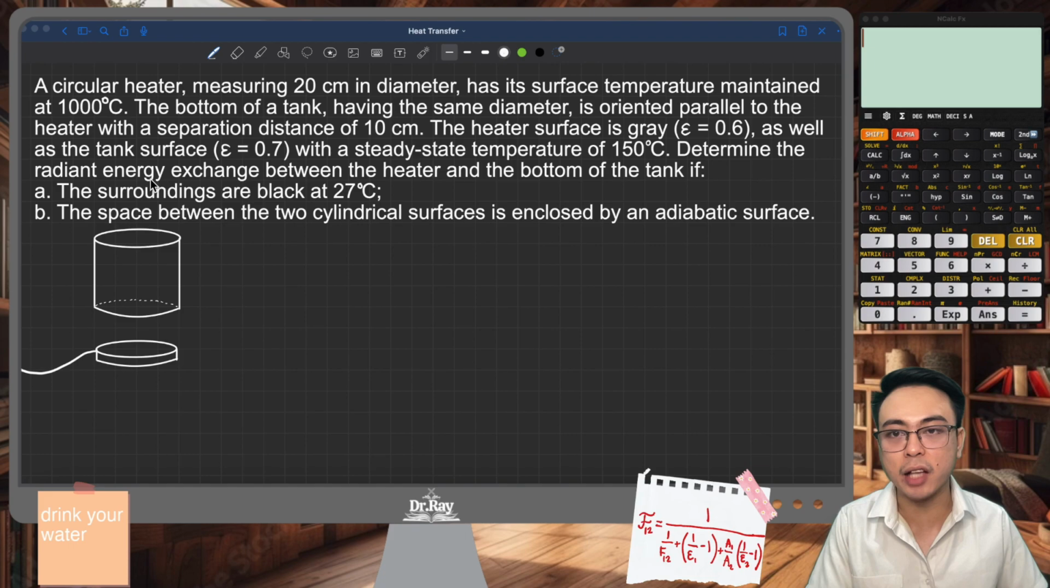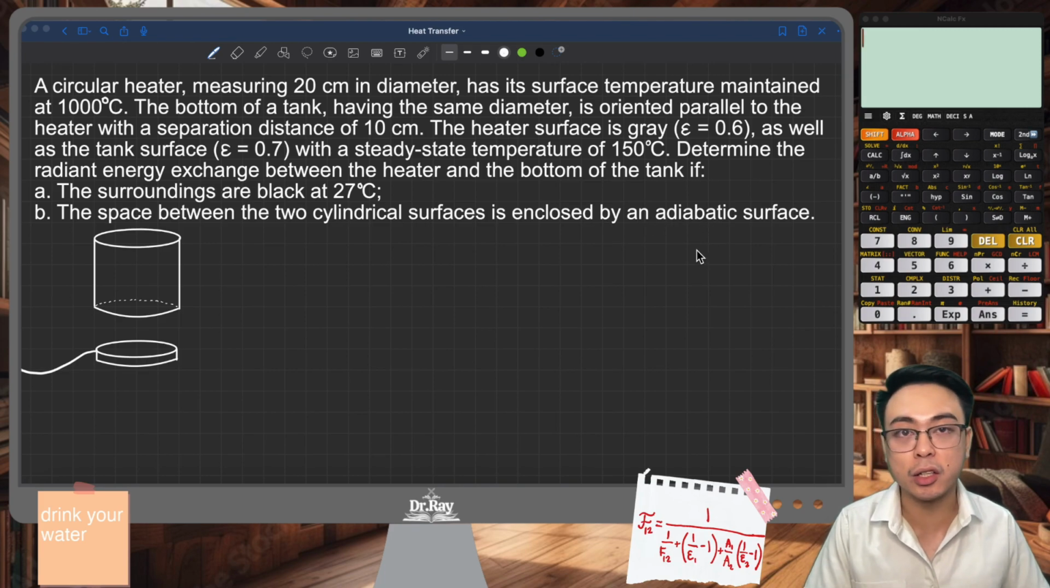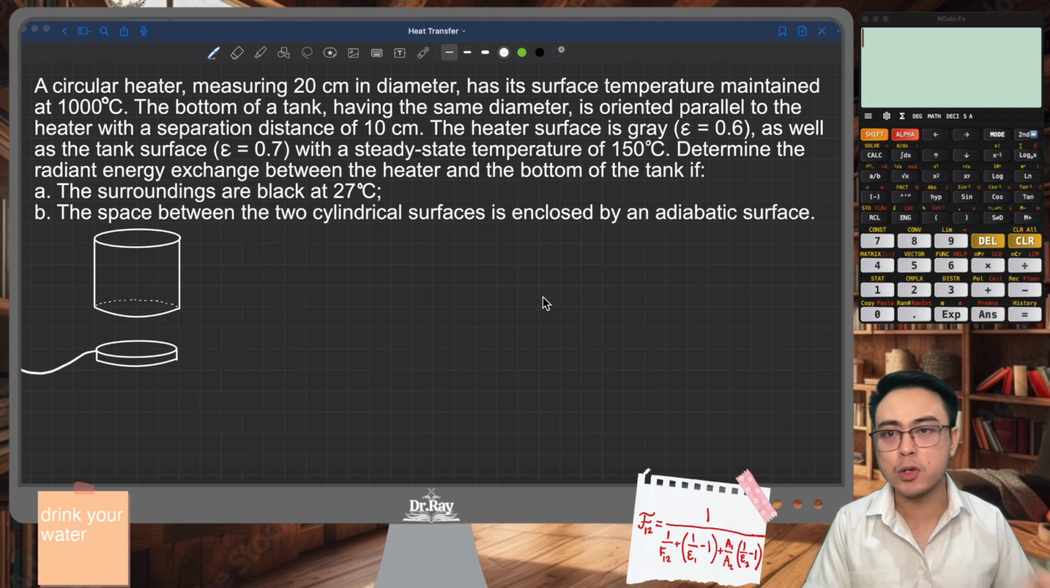Determine the radiant energy exchange between the heater and the bottom of the tank if, first case, letter A, the surroundings are black at 27 degrees Celsius. And for letter B, we're going to examine what if the space between the two cylindrical surfaces is enclosed by an adiabatic surface. So let's focus on letter A first.